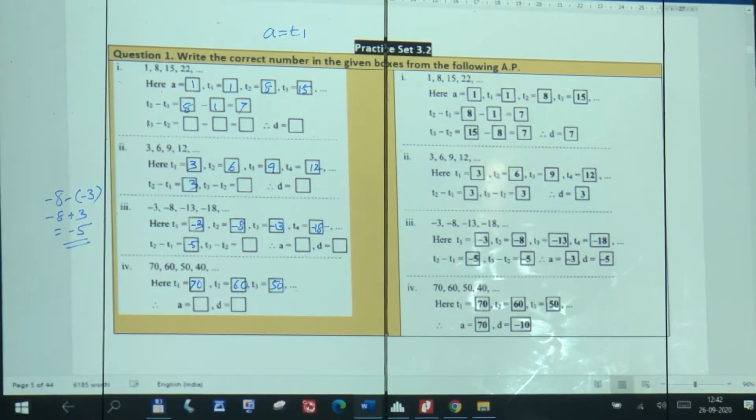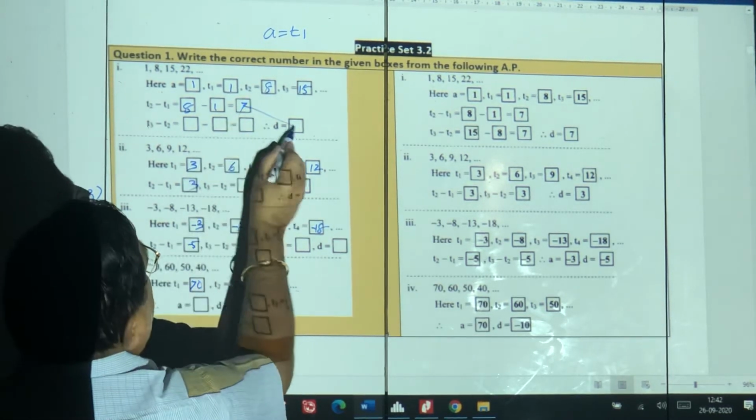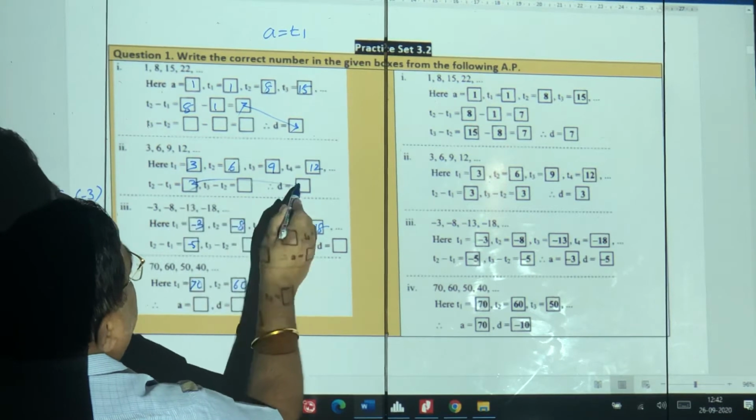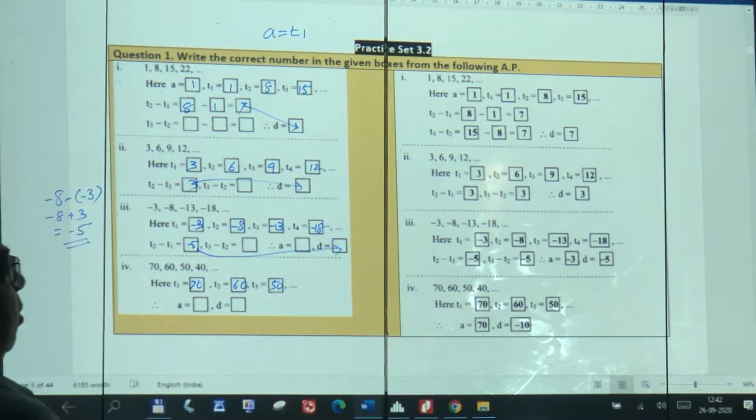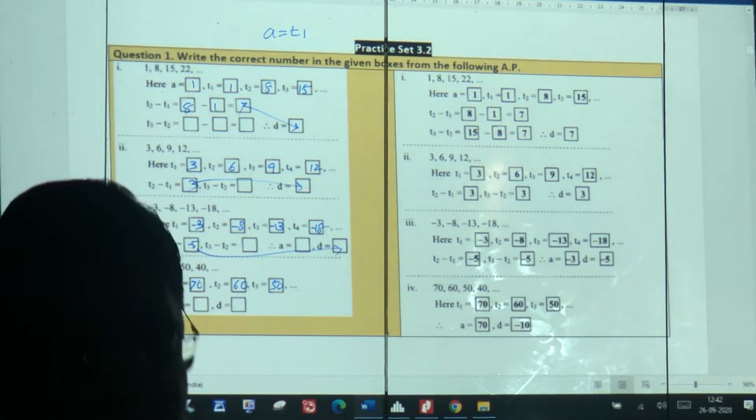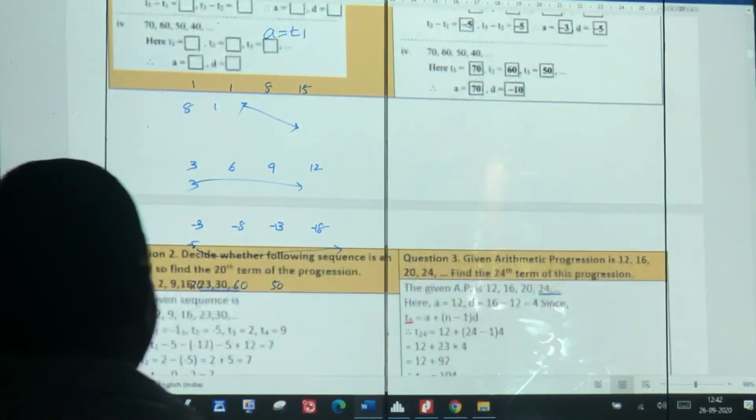So nothing great, you see. What is the D? This is the D. Don't break your heads. The difference is D. It has to be same. So all are done by the same method. Okay? So please practice.